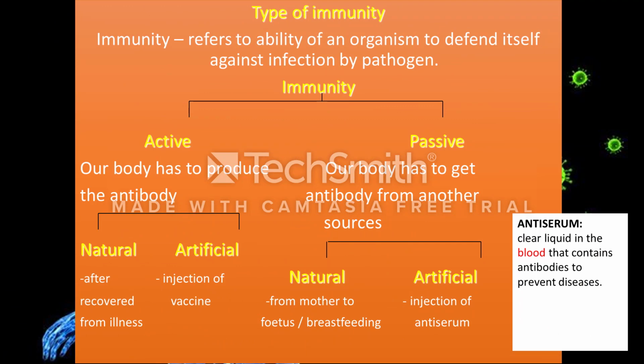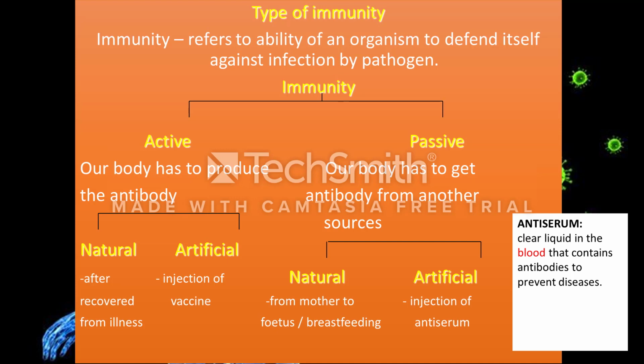Now, we recall the definition of immunity. Immunity refers to the ability of an organism to defend itself against infections by pathogens. There are three lines of defense: the first line of defense, second line of defense, and the third line of defense. Immunity can be divided into active and passive. What is active immunity? Active immunity means your body has to produce the antibody, whereas in passive immunity, your body gets the antibody from another source. There are natural and artificial types for both active and passive.